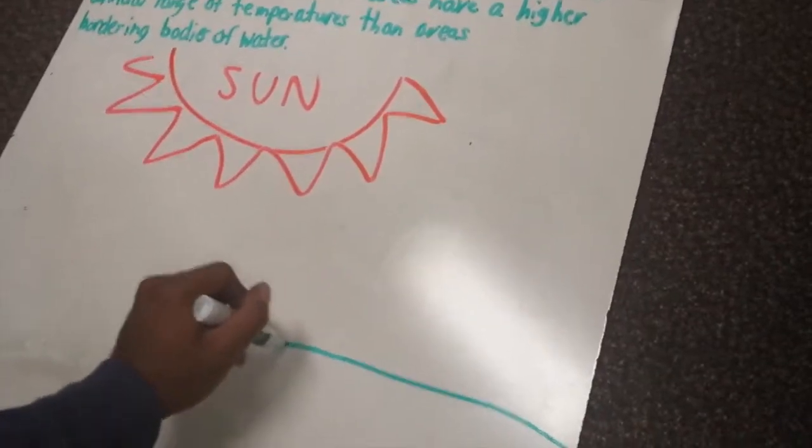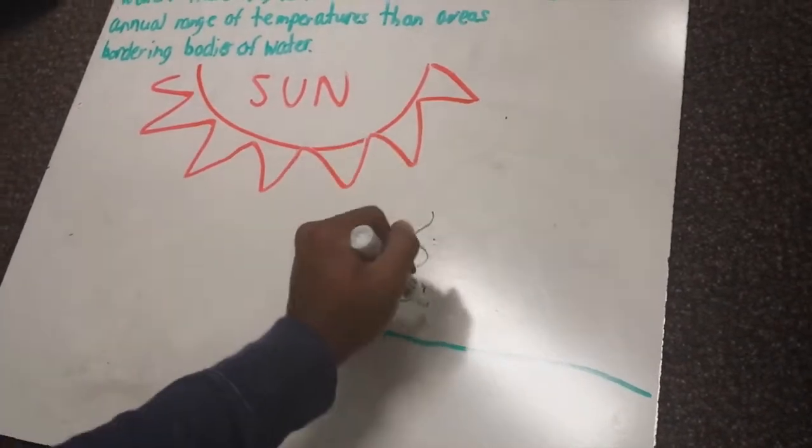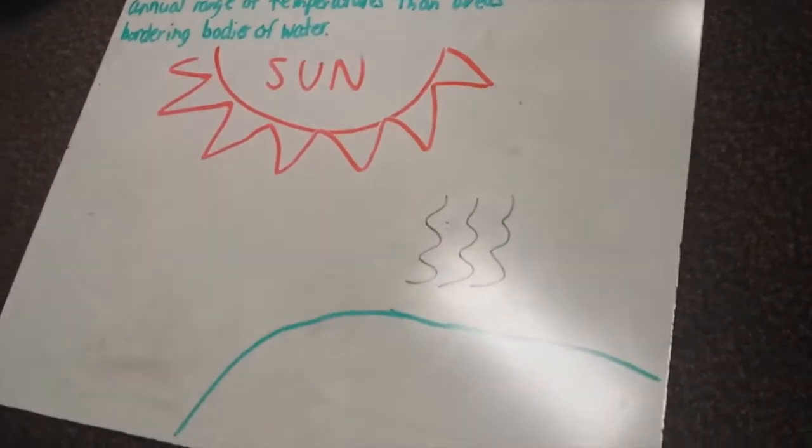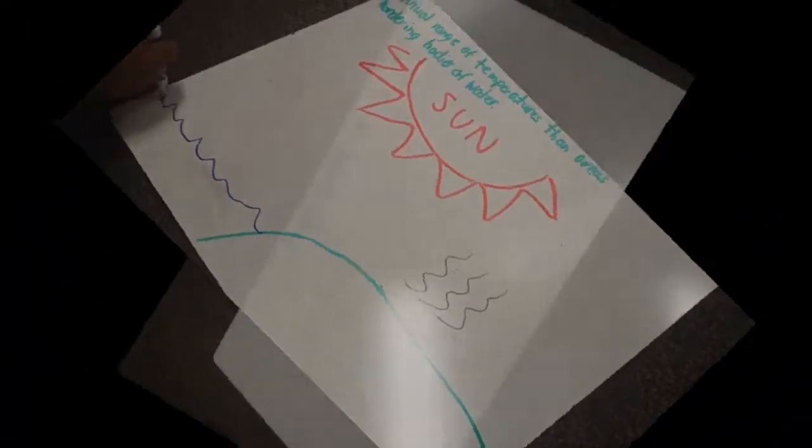So there you have the sun, there you have the land heating up very quickly, and there you have the water, which is sort of just chilling.